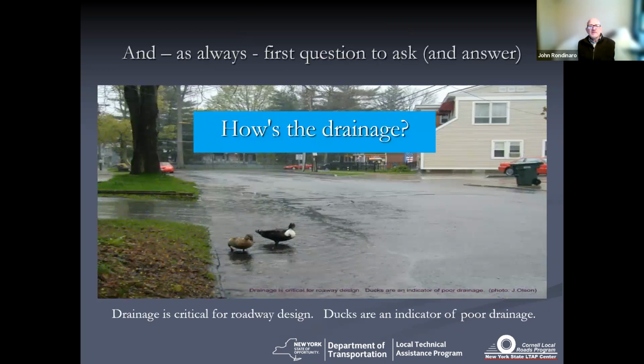So, in closing, as always, the first question we need to ask and answer regarding any project we're taking on: how's the drainage? This is a picture that David has shared. He credits it to a gentleman, Jay Olson, and this is the key. Drainage is critical for roadway design. Ducks are an indicator of poor drainage. And if your proposed project site looks like this after it rains, you've got to take care of the water and the ducks before you do anything else.